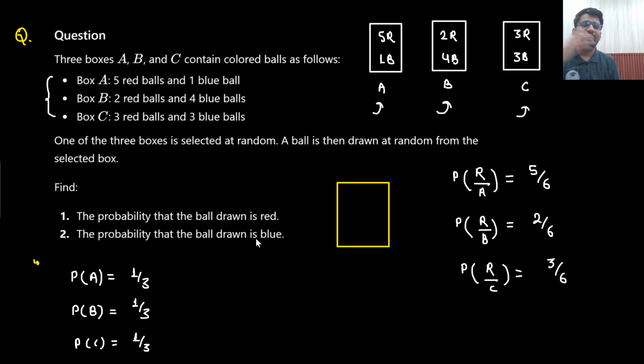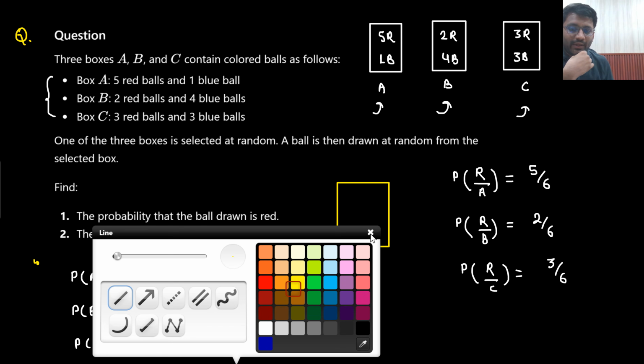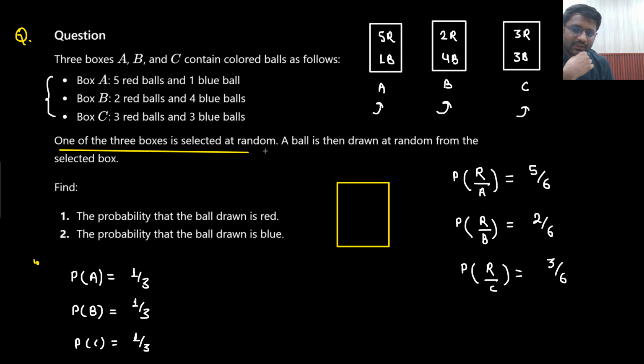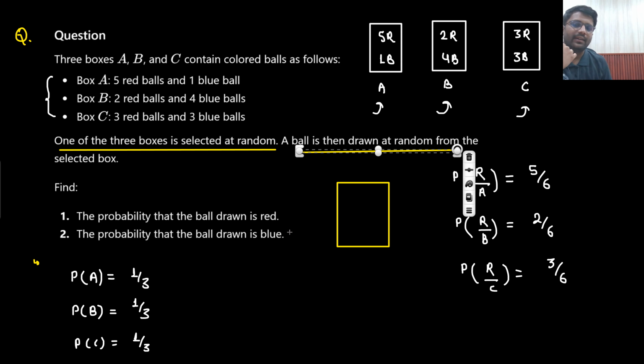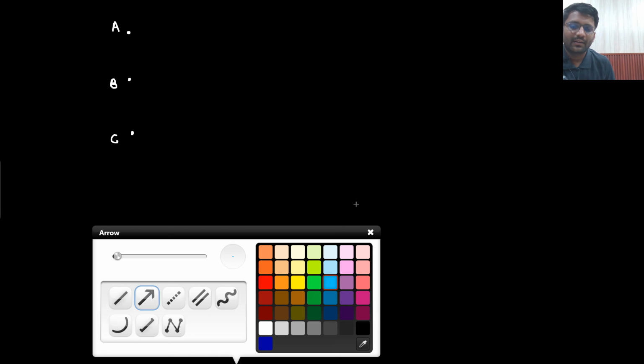Now can you think of the diagram? Here you notice 2 activities. One of the boxes is selected at random, then a ball is drawn. And then you need to comment on the color, whether red or blue. So basically you have 3 boxes A, B, C. When you select box A, you can either get a red ball or you can get a blue ball.